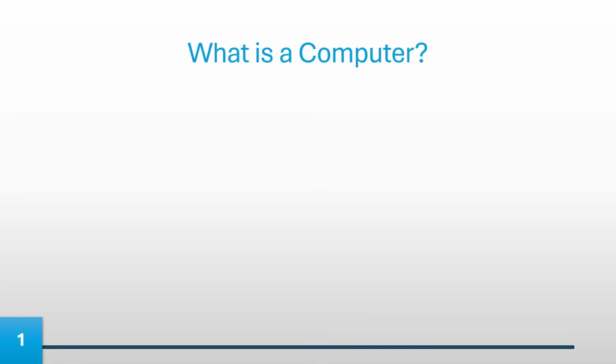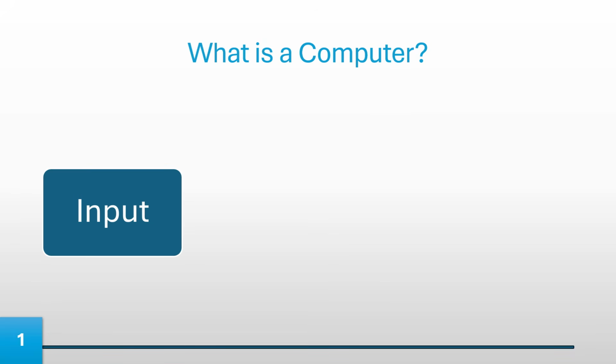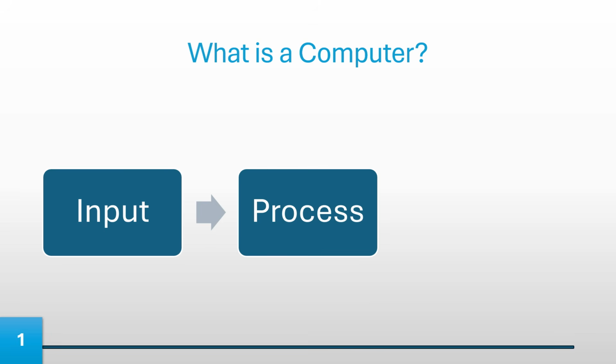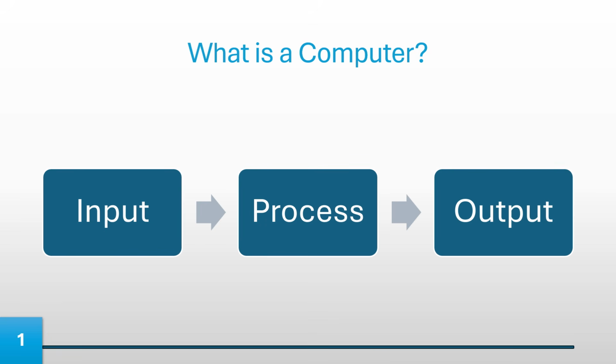But before we take a look at the physical aspects of a computer, let's remember the logic of a computer, and that it does three basic things. It allows us to input information. It performs processing of that information for us. And it also outputs that information.